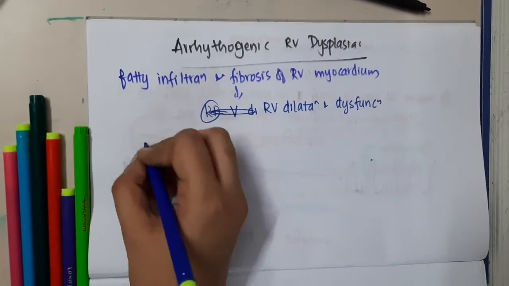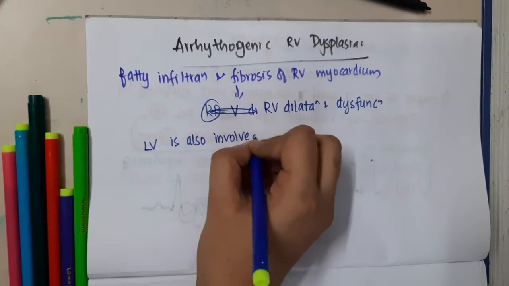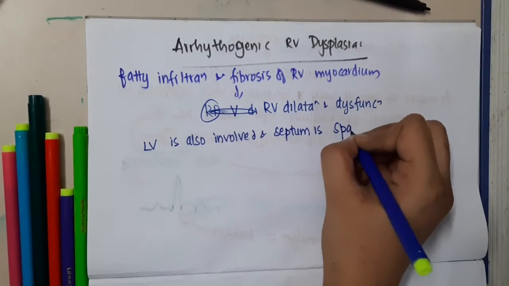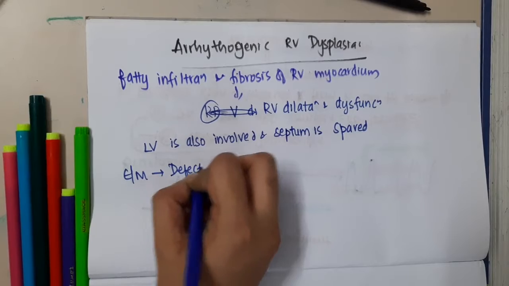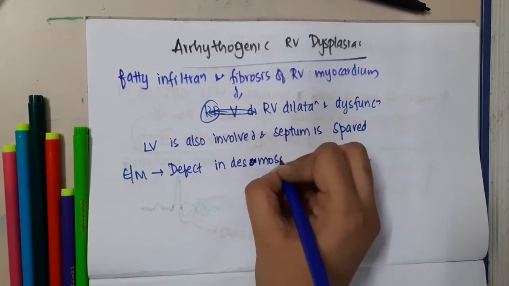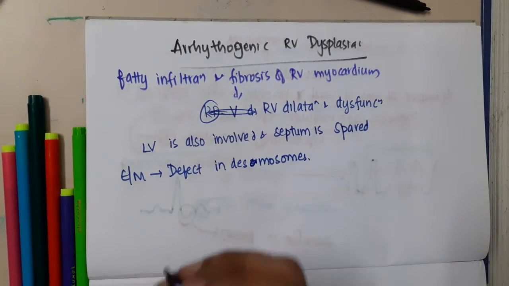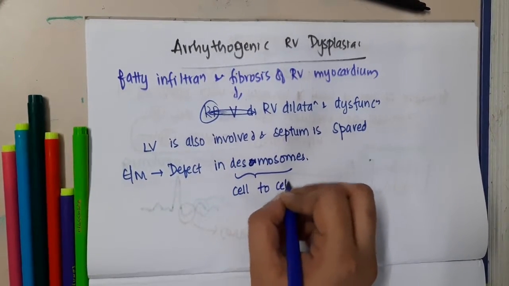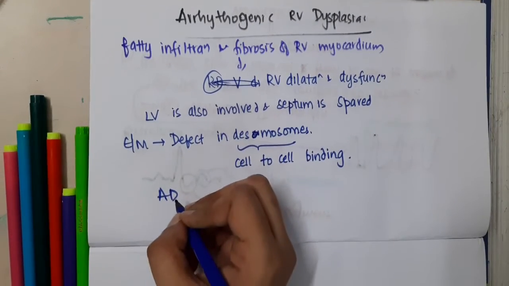Sometimes the left ventricle is also involved, and the septum is spared. On electron microscopy, you will see a defect in desmosomes. What do these desmosomes do? They are important for cell to cell binding. Arrhythmogenic right ventricular dysplasia is an autosomal dominant disorder.